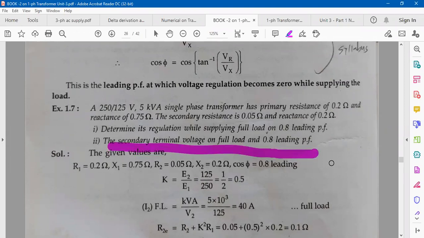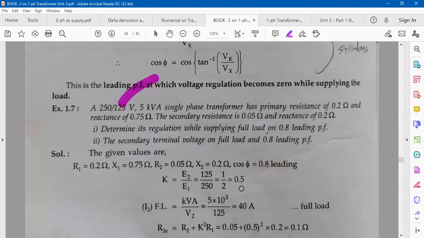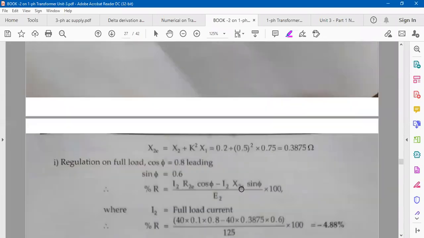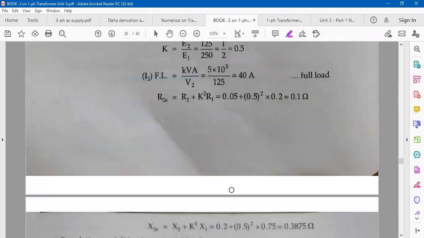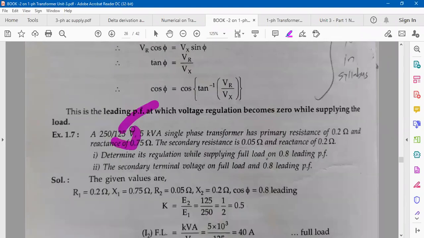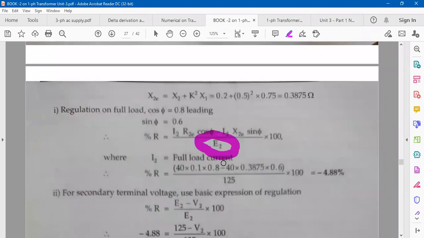Secondary terminal voltage on full load and 0.8 leading power factor. If you get asked no load voltage, then it will be 125, isn't it? And here in the numerator there is E2. So E2 is what? We have seen no load voltage number of times, isn't it? E2 is the no load voltage, and that is nothing but 125 volt. That's why in this formula you can see E2 is considered 125.